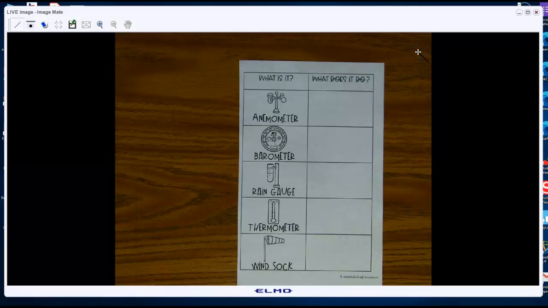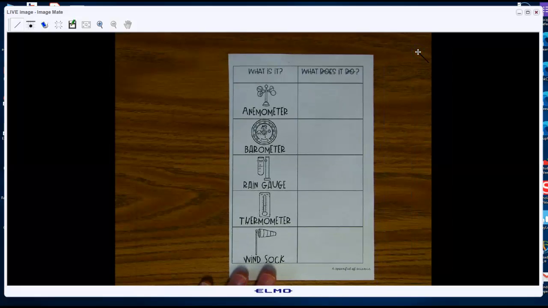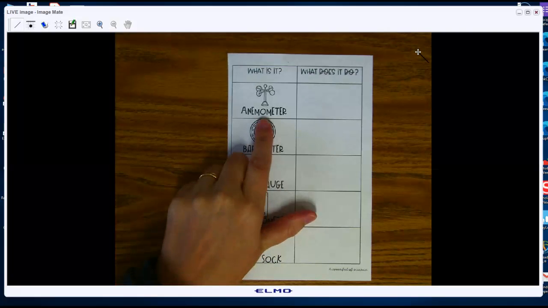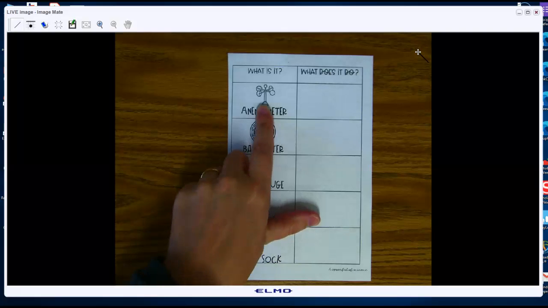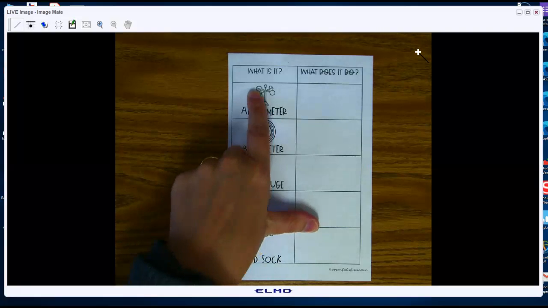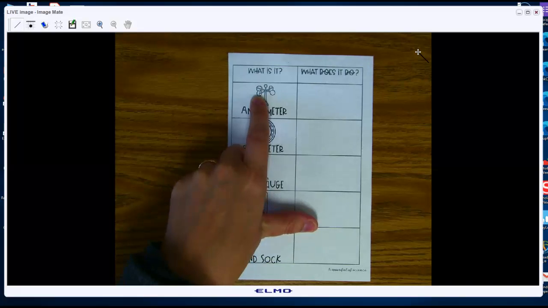Okay, so here we have a list of instruments that meteorologists and everyday people like us use to measure the weather. So I have 5 things here. The first one is called an anemometer. Say that with me. Anemometer. It's this thing like this, and it has cups on it that are sideways, and it helps to measure the speed of the wind.